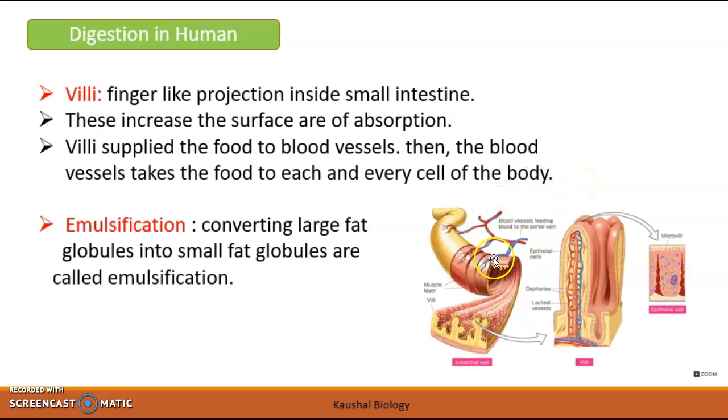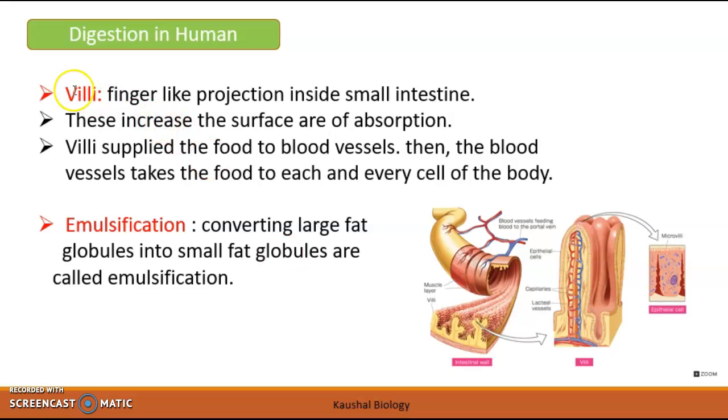You can see also this is the small intestine और इस small intestine का ये जो portion है वो है villi और इस villi के ऊपर भी छोटे छोटे micro villi होते हैं जो आप देख सकते हो. So you can see how much surface area is going to increase. Emulsification of fat, it is converting the large fat globules into the small fat globules, that is known as the emulsification of fat.